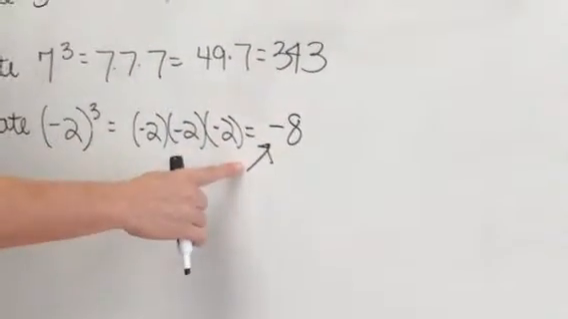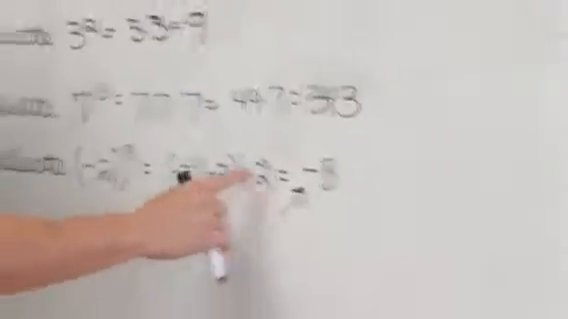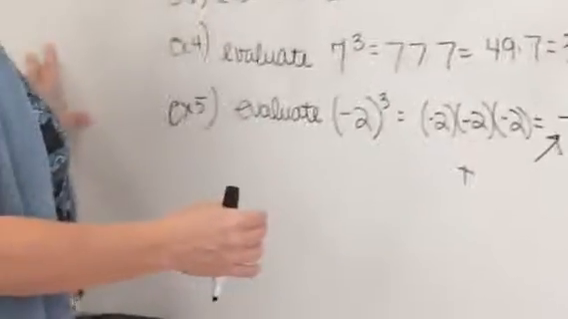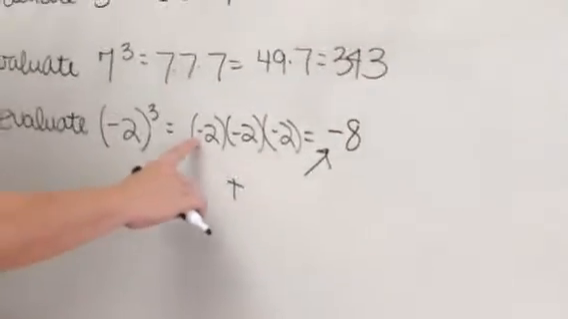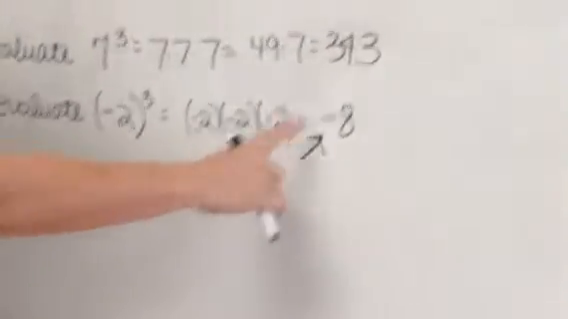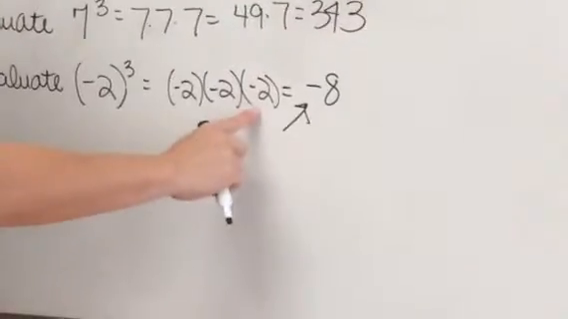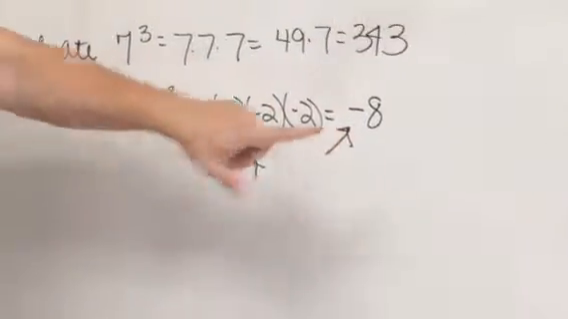You've got to be really careful with these negatives. Anytime you have an odd amount of negatives, it's going to be negative. If you have an even amount of negatives, it's going to be positive. We have an odd amount of negatives, we have 3 negatives, so it's going to be negative. But the way to just figure that out is go, okay, negative times a negative is a positive, positive times a negative is a negative. 2 times 2 is 4, times 2 is 8.